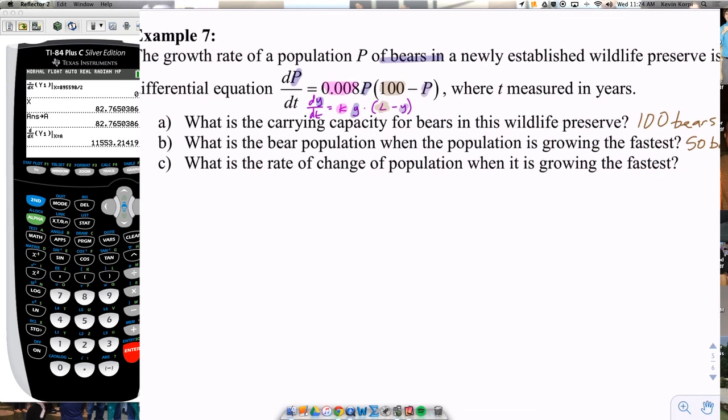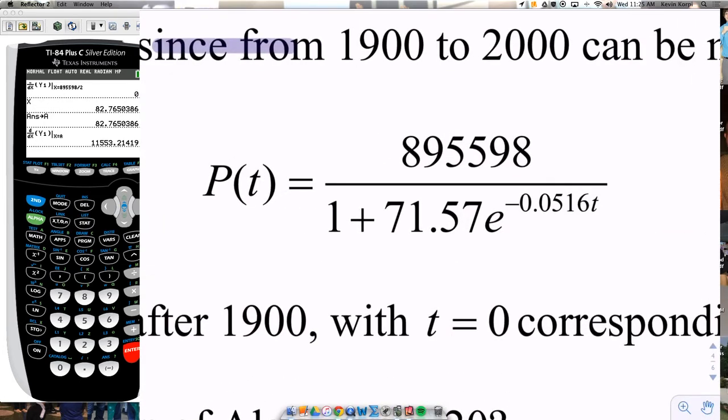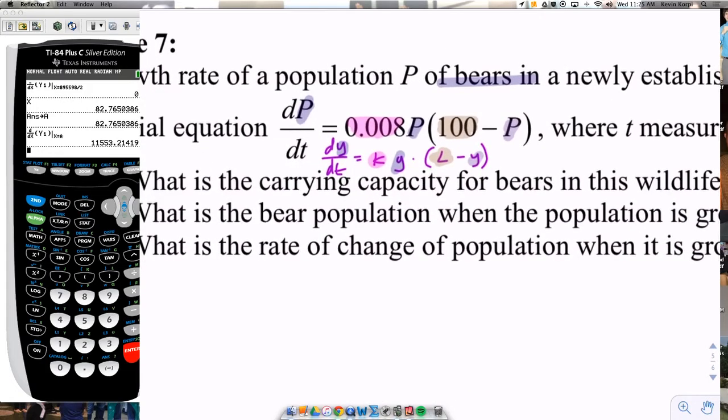All right. What is the rate of change of the population when the bear population is growing the fastest? Well, that's kind of what we just did. So we're trying to figure out dP/dt when P equals what? 50. Now, up here, we had the solution equation, and I had to set it equal to 50, or whatever it was up there, to find the t value. I don't have the general solution or the particular solution. Do I need it, though, to figure out the rate of change of the bears? No, because I'm given the rate of change equation.